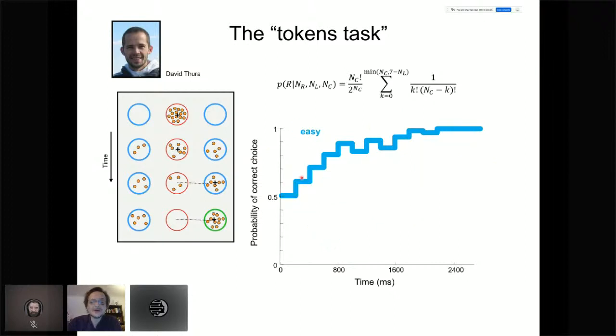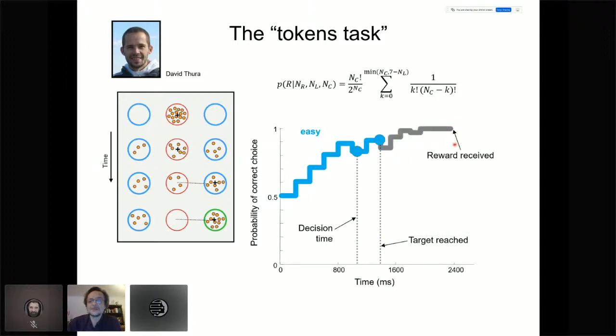Now, the other aspect of the task is you don't actually have to wait until the end. If you think you know which target's going to be correct, you can make your decision here, prepare your movement, and execute your movement. As soon as you reach the target, you choose that target, the remaining token jumps accelerate, and you get your reward slightly earlier. And we do this in two blocks. This is the slow block, where this speed-up factor is relatively minor.